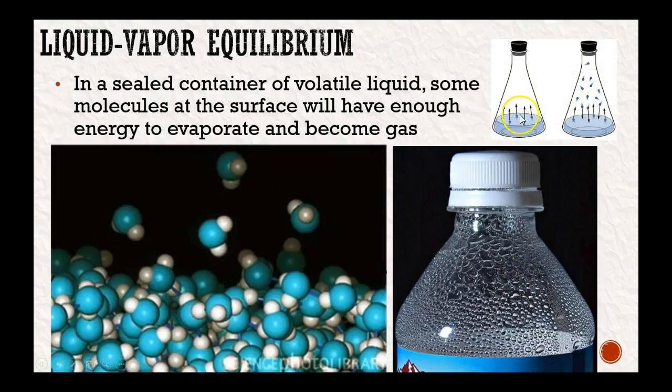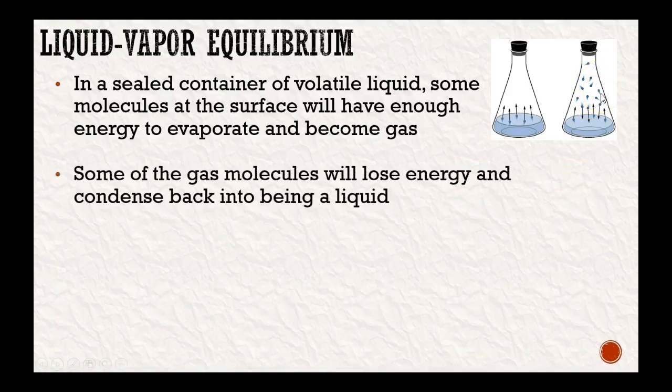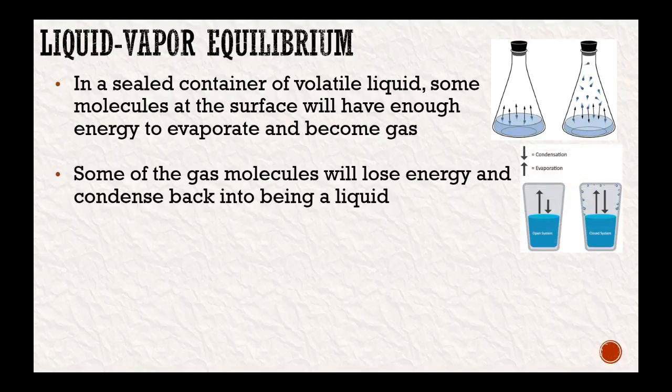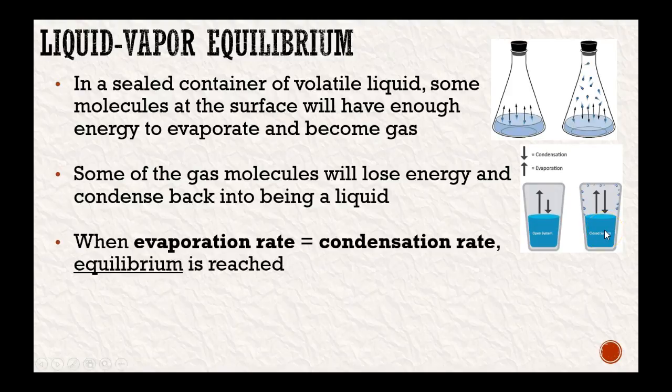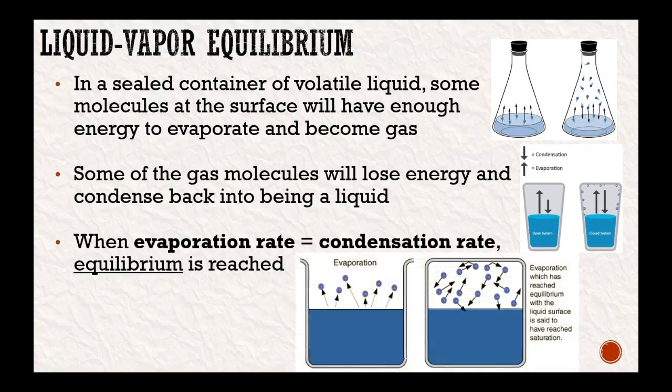You'll notice here, water is leaving the liquid and now it's floating around in the gas, and you'll notice the water level actually went down because now some of that water is floating around in the gas, or it's condensed on the side of the bottle. Some of those gas molecules will actually lose energy and will condense back into being a liquid. So they're going to go up, and then some of them are going to come down, and when we're going to get the evaporation rate the same as the condensation rate, we've reached what we call equilibrium.